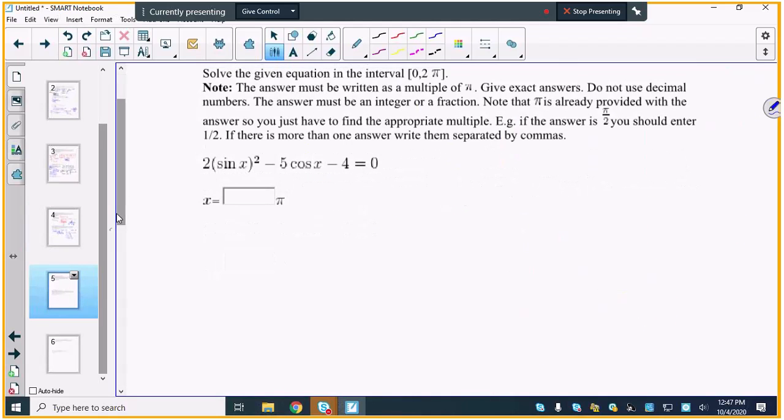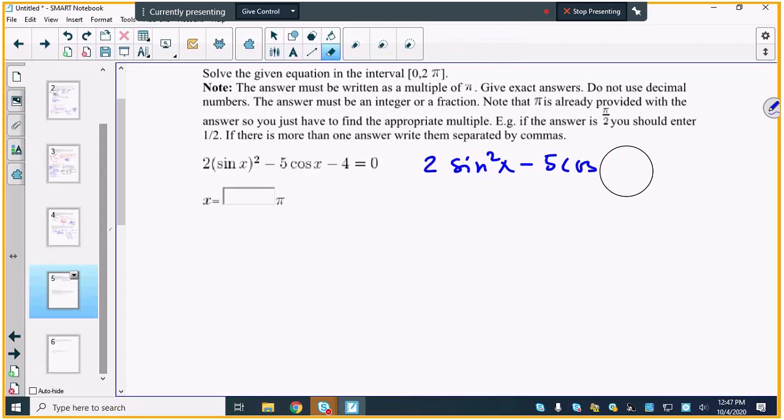Similar problem, find the solution between 0 and 2 pi. Again, looking at this, it looks like a quadratic equation with the exception that you have sine and cosine both. So what you want to do is change all of them to either sine or cosine. And it is easier to change all of them to cosine because I have the Pythagorean identity for changing sine squared to cosine squared. So I have 2 sine squared x minus 5 cosine x minus 4 equal to 0.